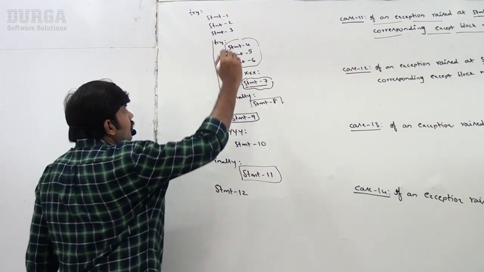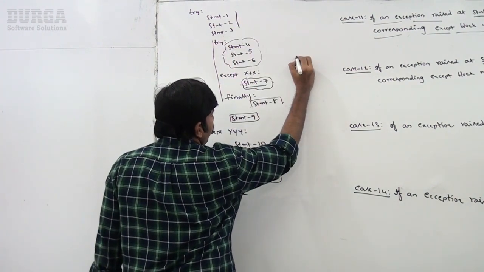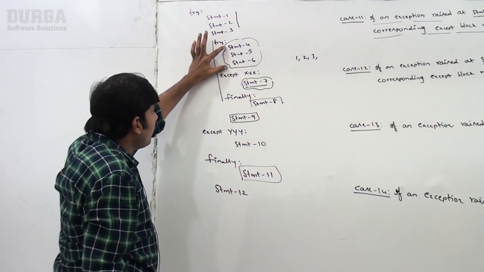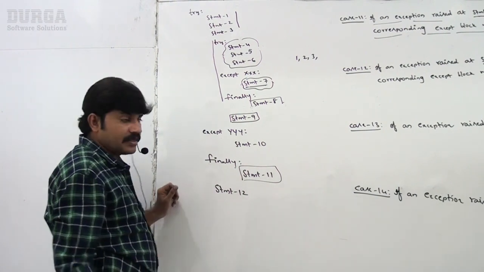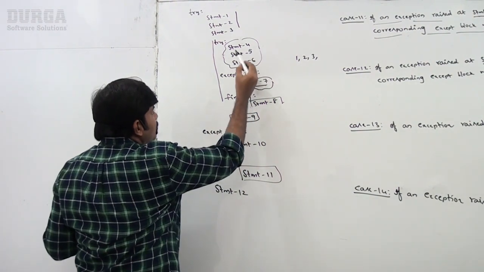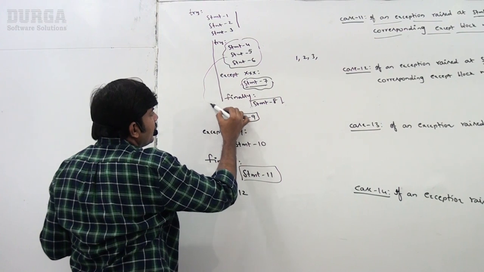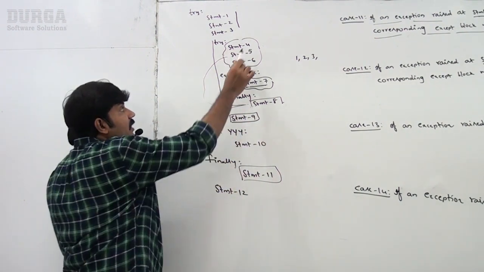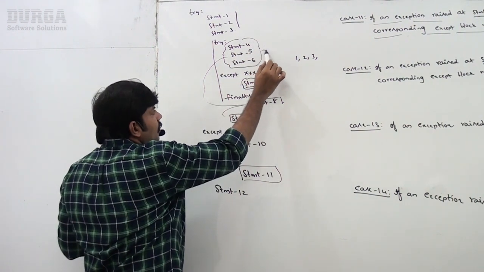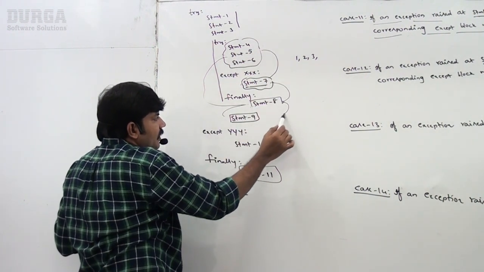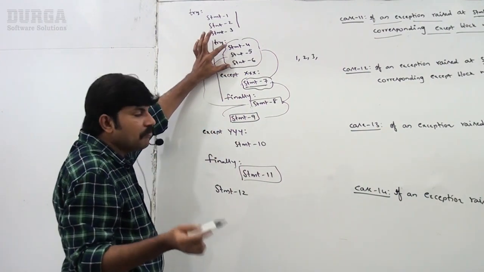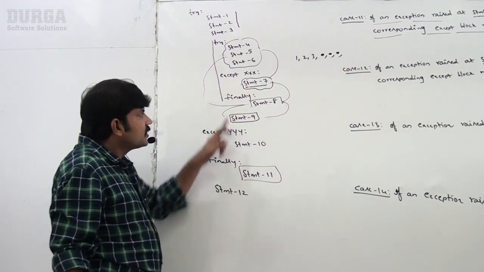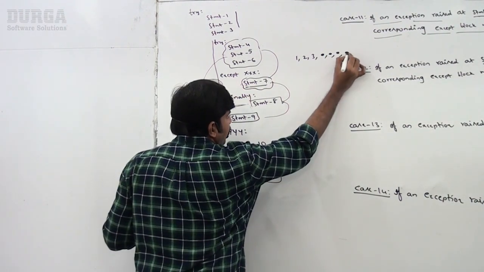Observe, 1, 2, 3 should be executed compulsorily. Next, 4, 5, 6 may or may not. The reason is if there is no exception, 4, 5, 6 and then 8 and then 9. If there is an exception, 4, 5, 6 may be the problem, then 7 and then 8 and then 9. So 4, 5, 6 may or may not, and 7 may or may not.